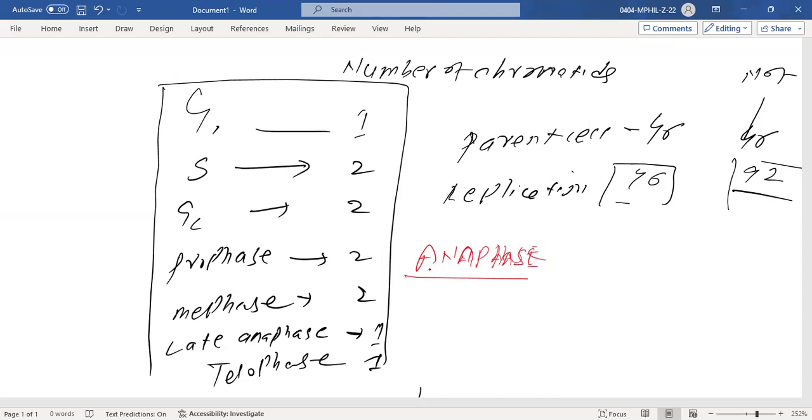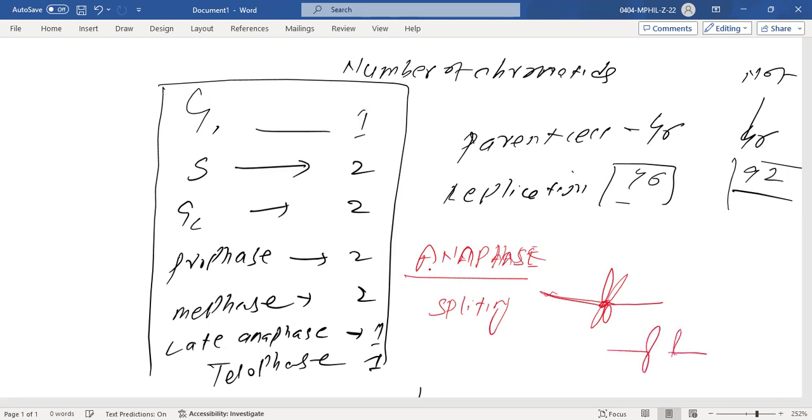Sir, the spindle fibers will shorten. Yes, splitting is the key point here. For instance, there's a pair of chromatids, and on the kinetochore, it is attached like this. In anaphase, you would have this condition.